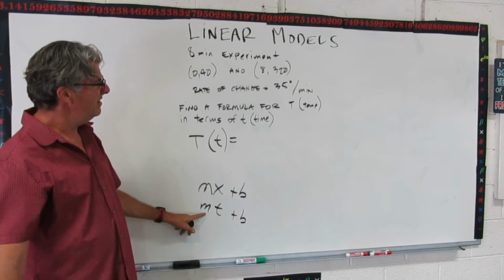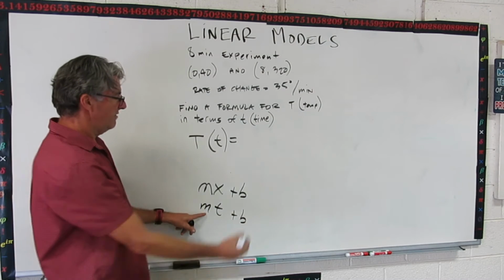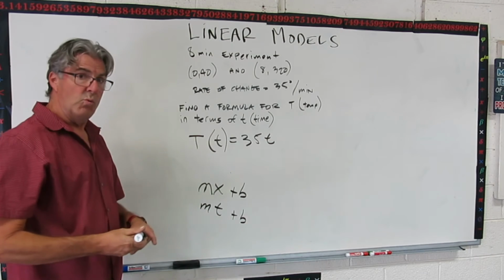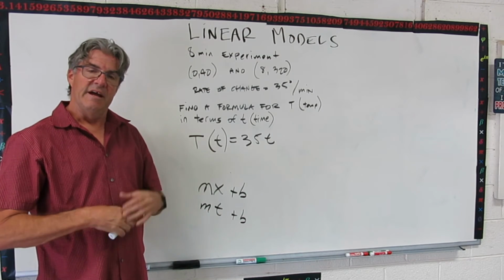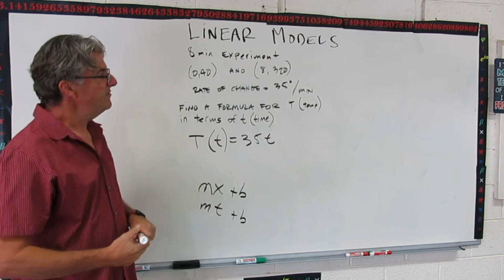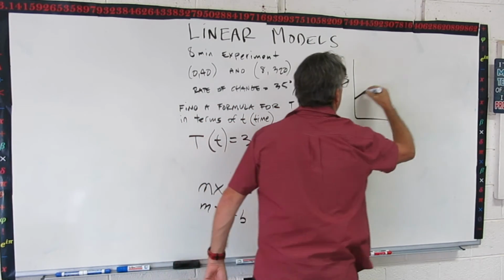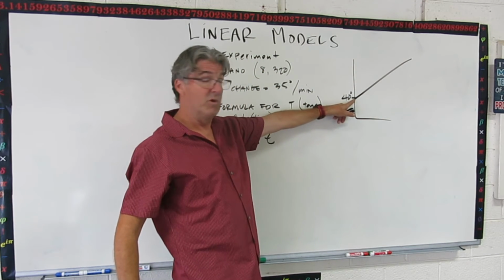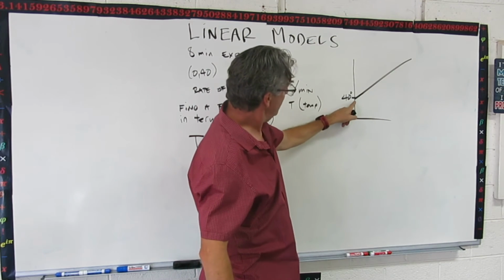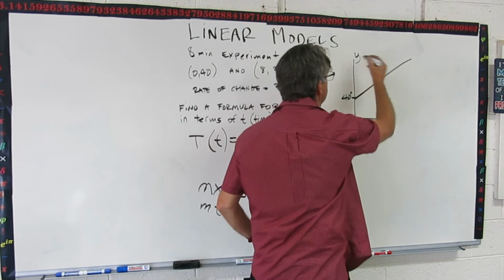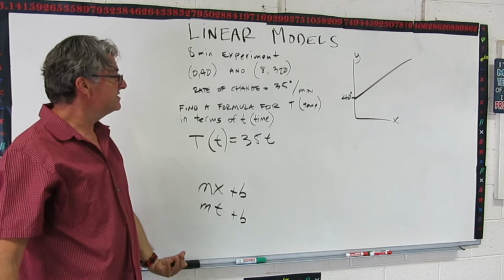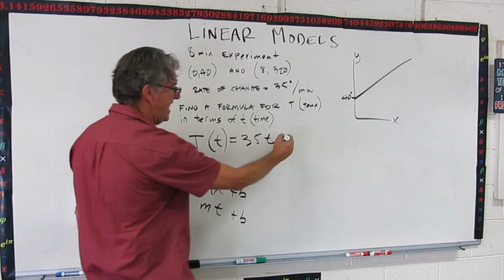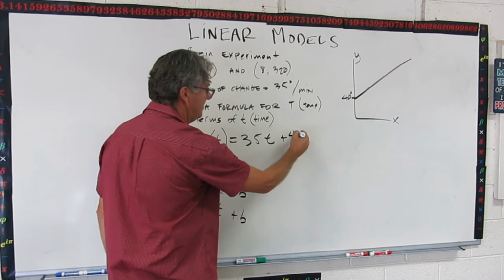And then we need our rate. So what's our rate here? Our rate is 35. So we're going to write 35t. Now we have our b. So what's our b in this case? It's the y-intercept. So remember that graph we made? The temperature at time 0 is 40 degrees. Time 0 is where this function is crossing the y-axis. Remember, this is y and that's x. So the y-intercept is this point, 0, 40. So we're just going to add the 40 right there.